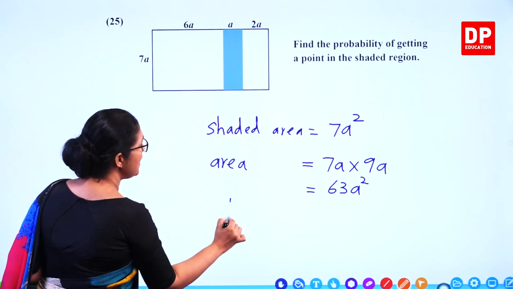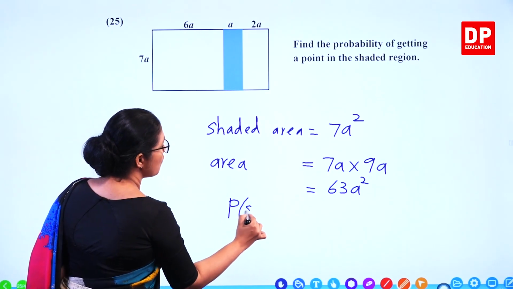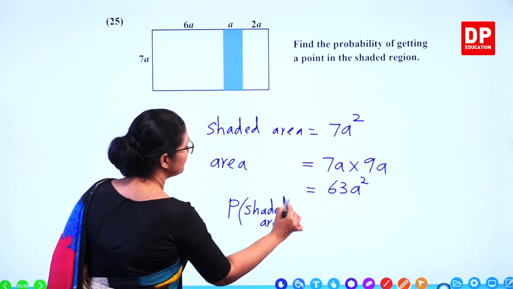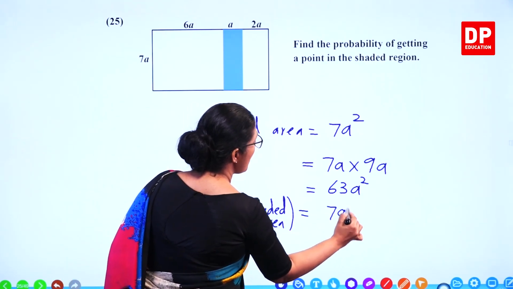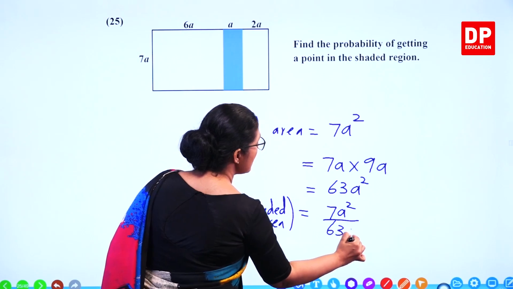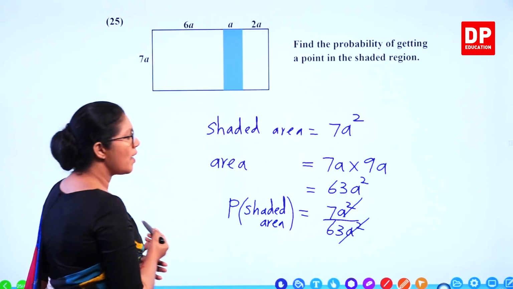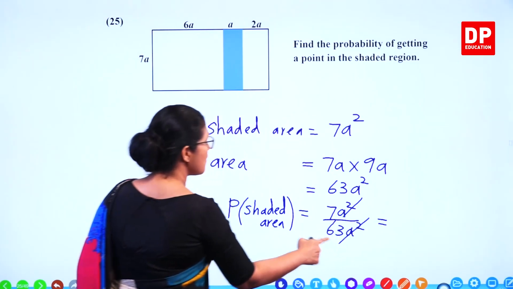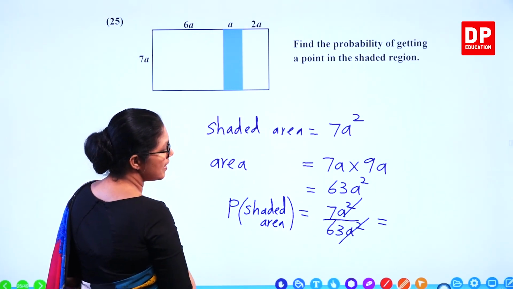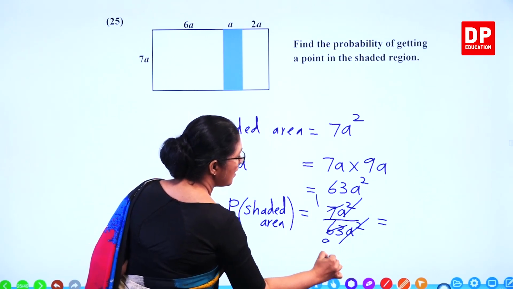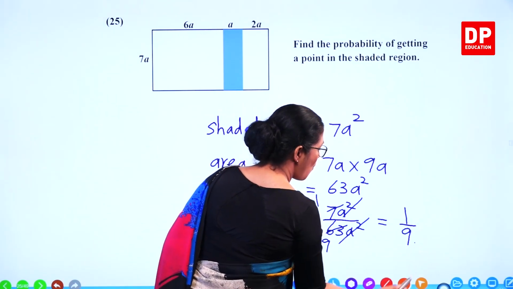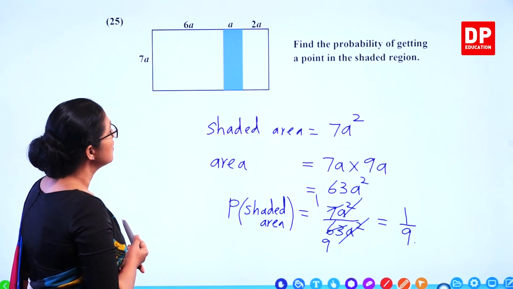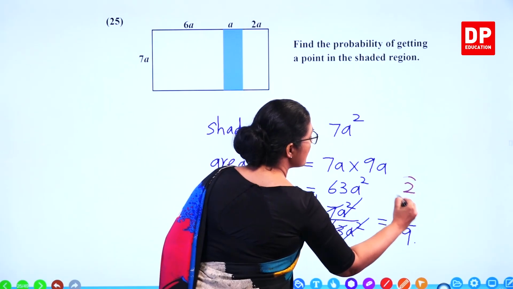So what's the probability? Probability of getting the shaded area is 7A squared divided by 63 A squared. A squared gets cancelled out and you get 7 over 63. Now 7 times 9, 63. 1 and 9. So the probability is 1 over 9. So that's 2 marks.